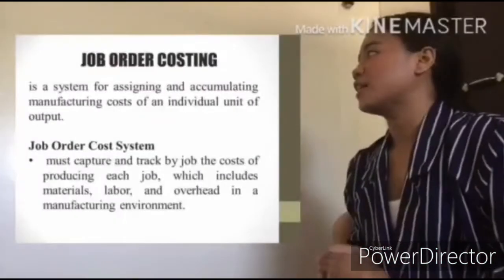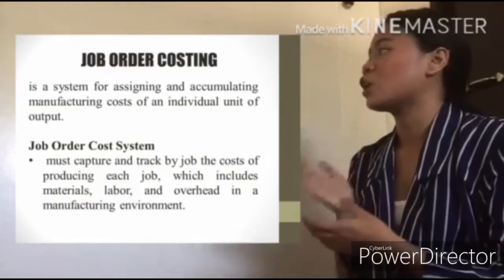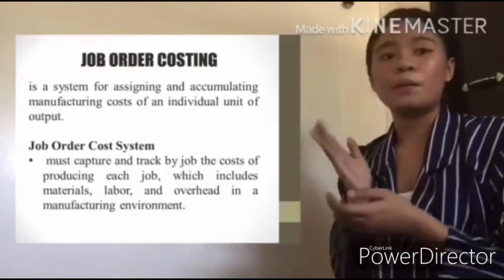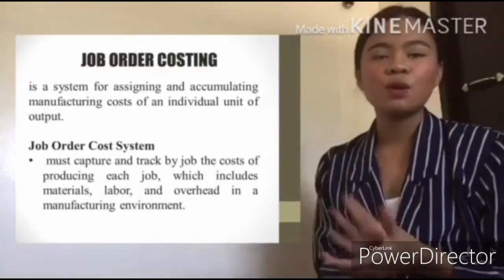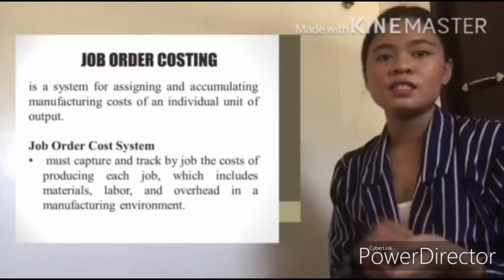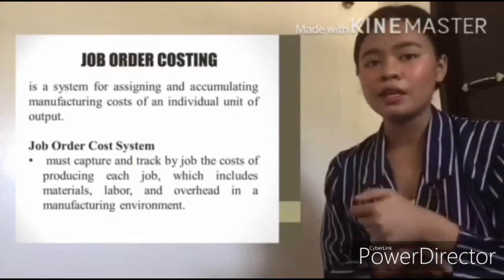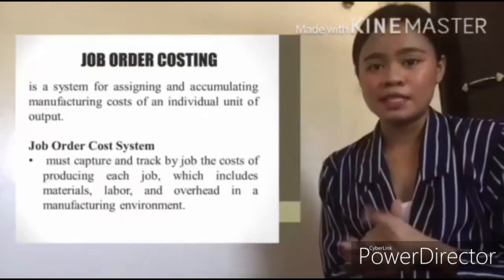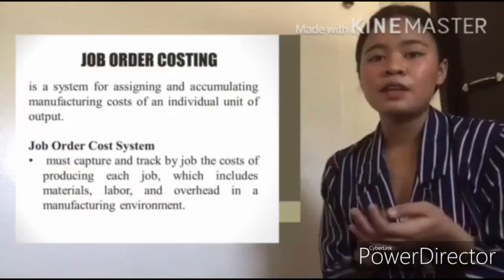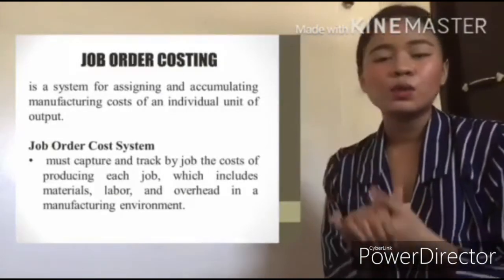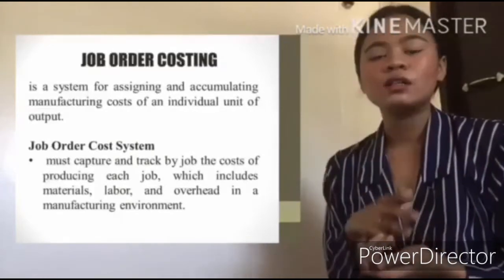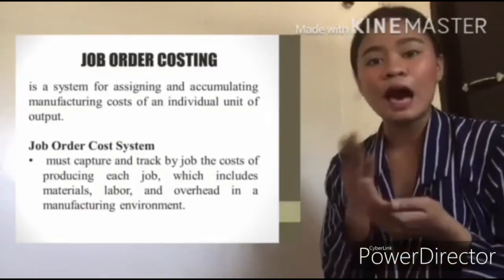Job order costing is a system for assigning and accumulating manufacturing costs of an individual unit of output. For example, we have the white-collar businesses, including law firms, accounting businesses, and private investment companies. Next are medical service businesses, including hospitals, small doctors' offices, and billing companies. Next are film studios or retail companies, including clothing producers and retail outlets.